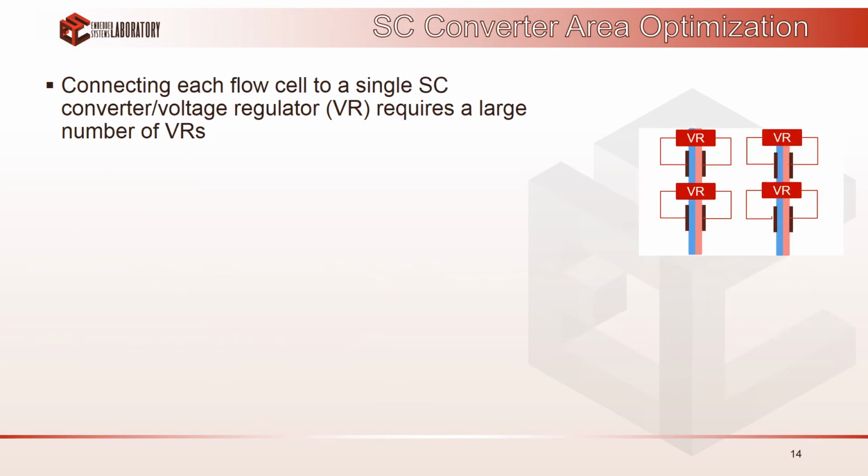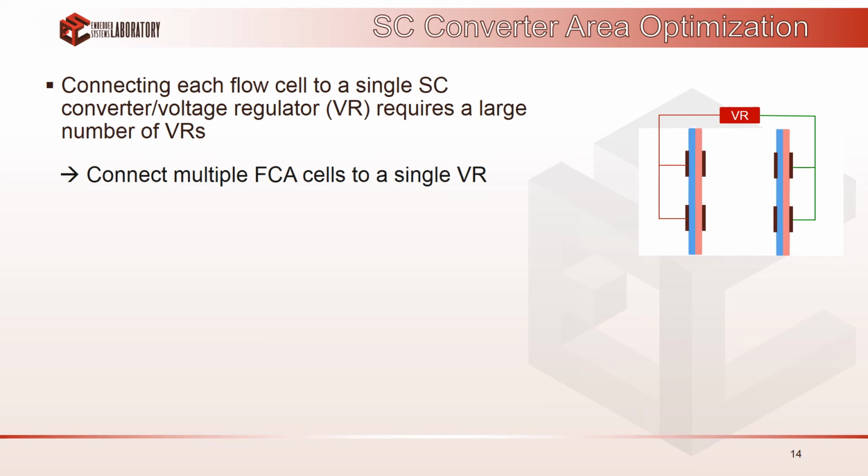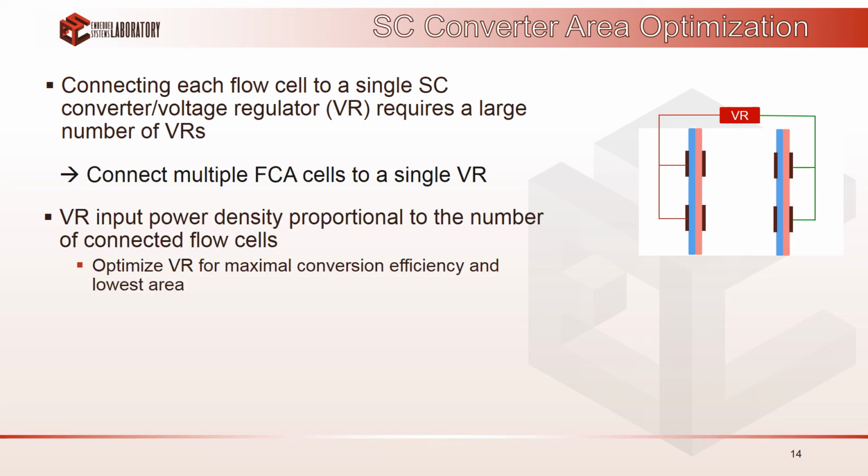In the previous simulations, we connected each 200 micron long flow cell to a single converter, which required a large number of converters. Therefore, we now propose to decrease the number of converters by connecting multiple FCA sections to a single one. In this case, the new input power density will be proportional to the number of connected flow cells, and the converters need to be resized to match the minimum area and highest efficiency requirements.